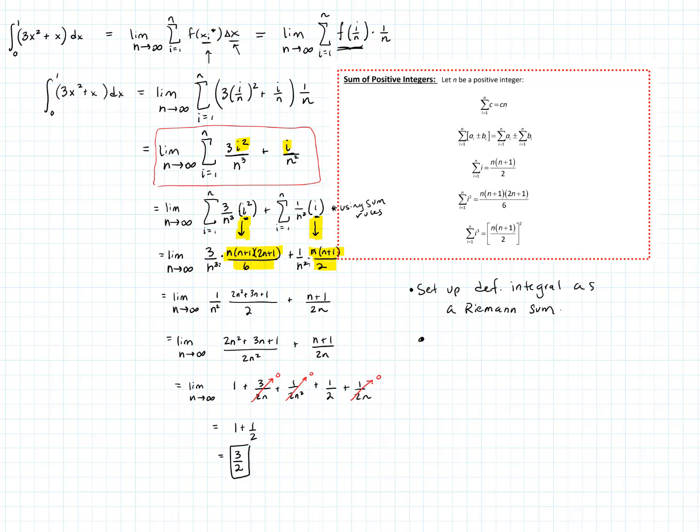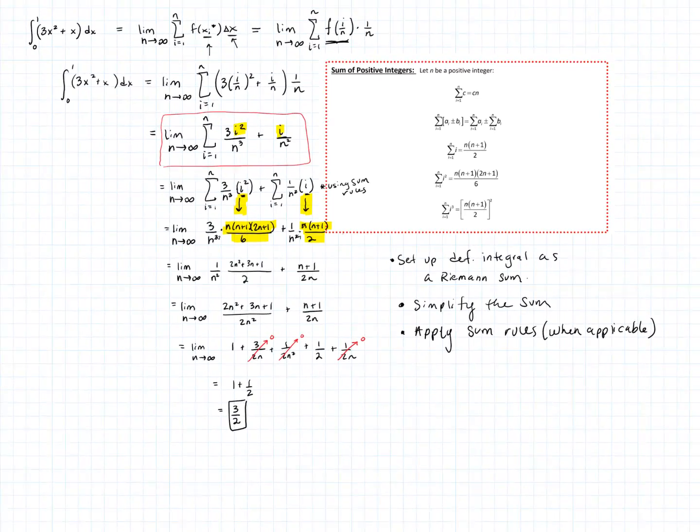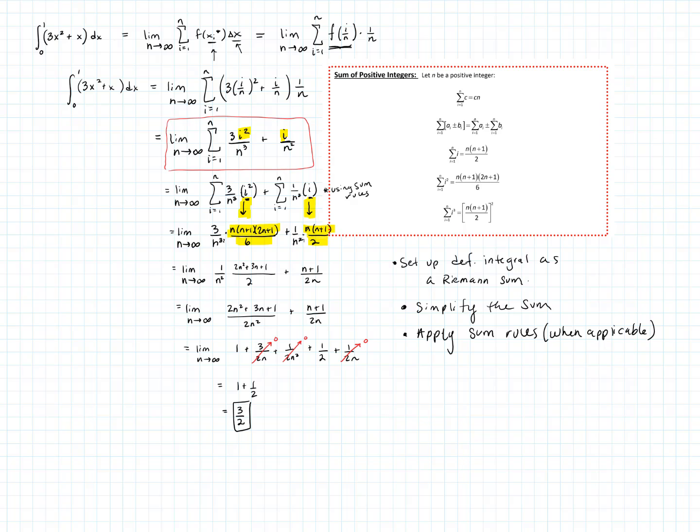Then we had to simplify the sum, apply sum rules, and I will say here, when applicable, sometimes we're just not going to have the sum rules so that we can calculate these, and we're going to have other ways to do that, but I will say here, when applicable, and then take the limit. So that was our process here.